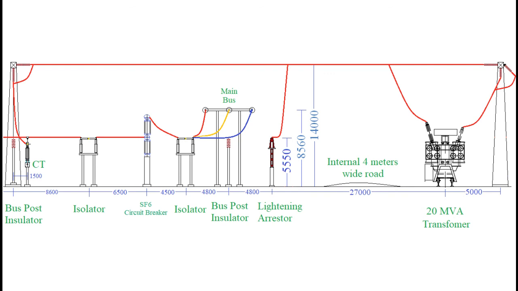These transformers are 132 kV by 33 kV step down transformers placed on rails for their easy movement and easy maintenance. These transformers are delta to star, so the line voltage on the secondary side is 33 kV and the phase voltage is irrelevant.